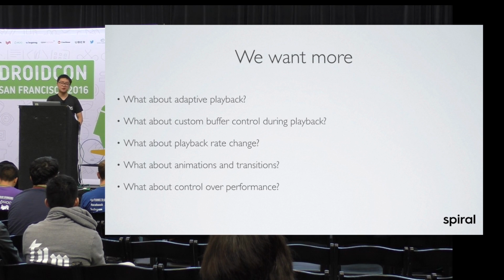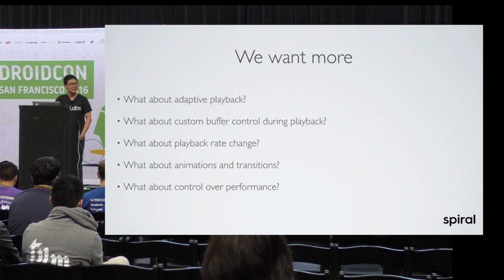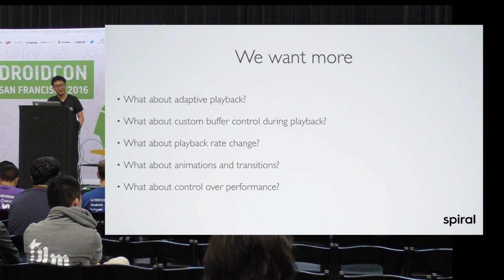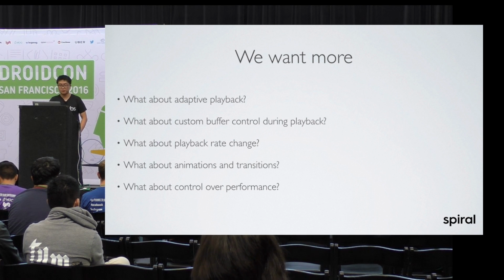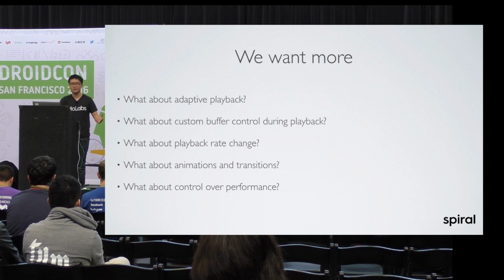But sometimes, knowing surface and media play is not enough, and that's why all of you are here. We can't do adaptive playback. We can't do custom buffer control. We can't do playback rate change, which a couple years ago I heard from someone working at Coursera was the biggest feature request for them, because people want to look through videos, look through lectures, and do it at a very fast rate.